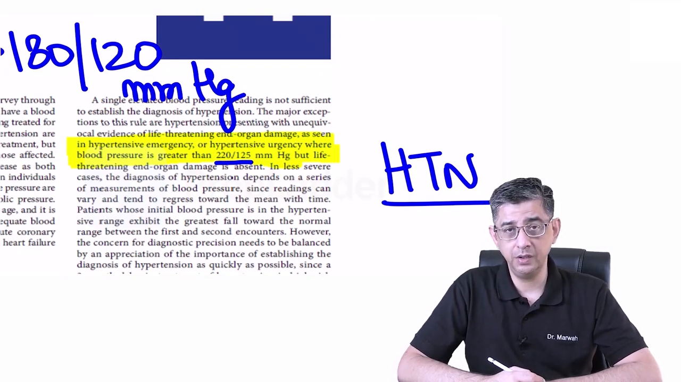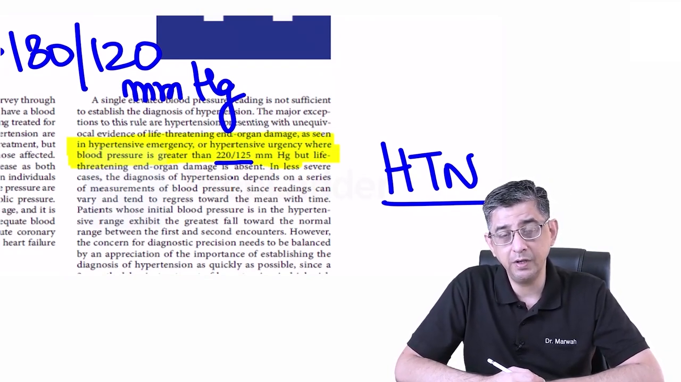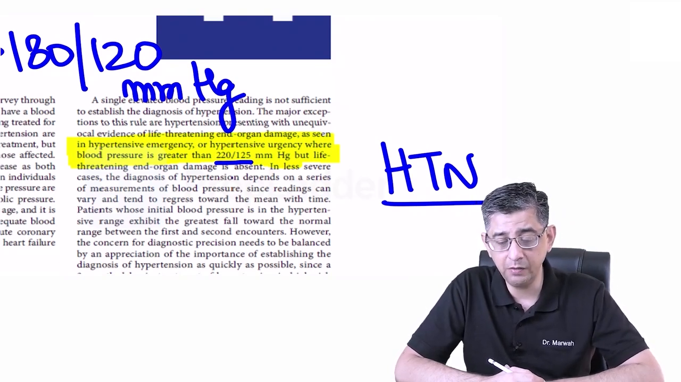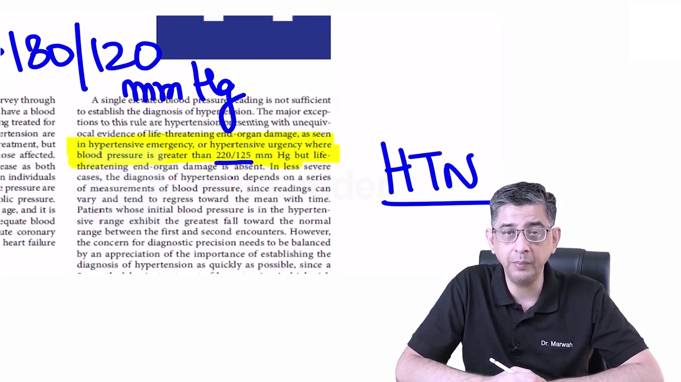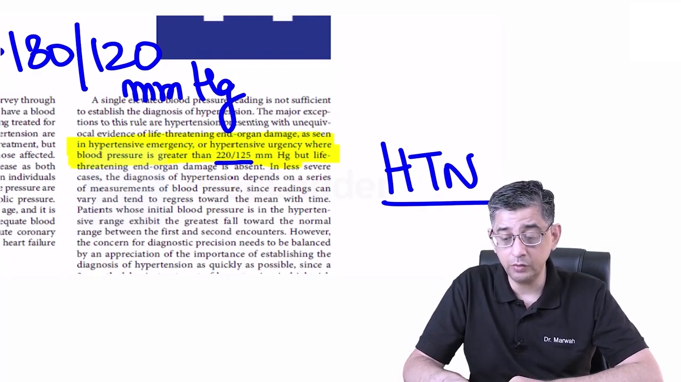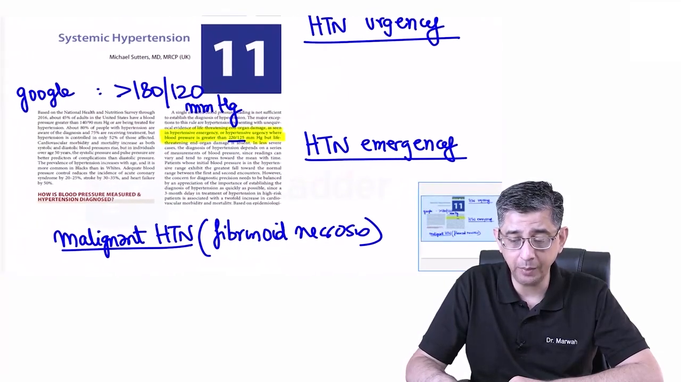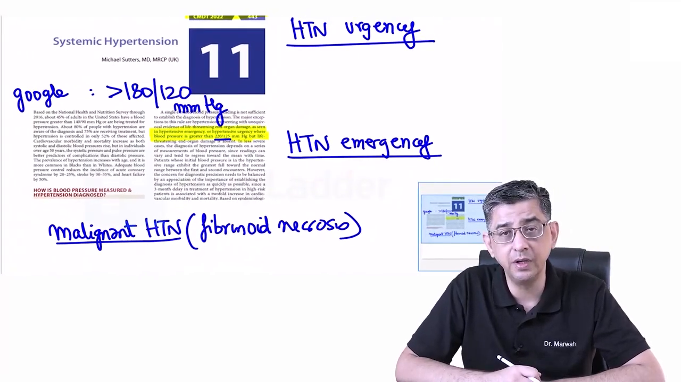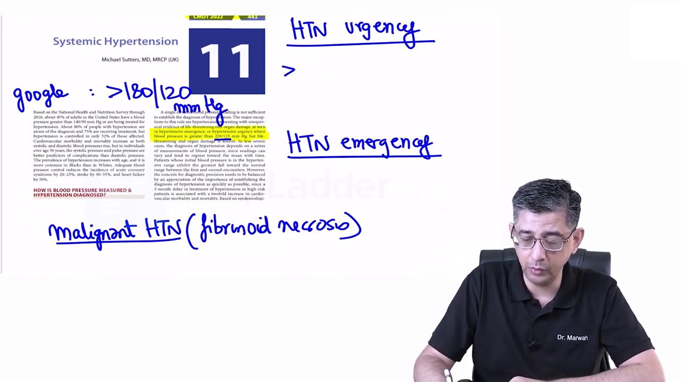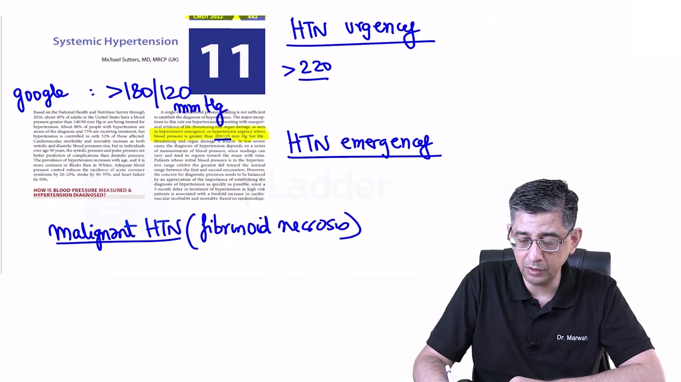So what should you answer in the exam? See, from the exam perspective, I can say that you should always go by textbook reference. Harrison has not given any cutoff for urgency or emergency, so I had to look up CMDT for the same. Yes, I also want to tell you that it is not actually the absolute value of blood pressure that matters for urgency or emergency. Let me just put up this data before you. Suppose I mention the fact that person's blood pressure is 220 by 130.